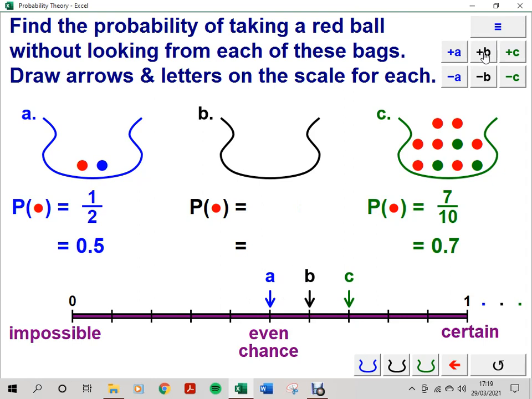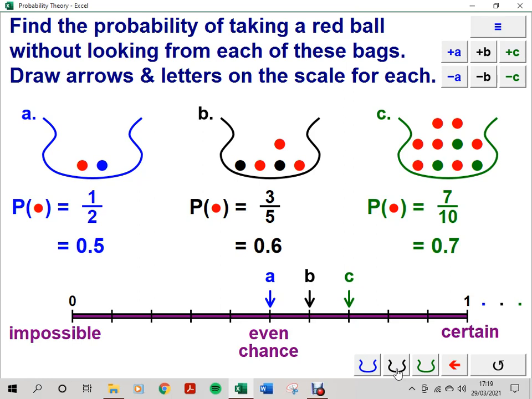We know A points to 0.5 and C points to 0.7. Therefore, B must point to 0.6. Our pupils therefore need to find a fraction equivalent to the decimal 0.6. 3/5 would be a great answer, meaning a bag with 3 red balls and 2 black, making 5 in total.